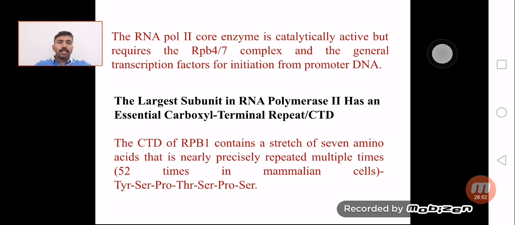So the CTD of the RPB1 contains a stretch of 7 amino acids which are conserved, and usually these are a repeated sequence: tyrosine, serine, proline, threonine, serine, proline and serine. This is the heptapeptide sequence, and these sequences are repeated multiple times. Usually in humans you can see around 52 repeats of this heptapeptide sequence at the carboxy terminal domain of the RPB1 element, which is the largest subunit of RNA polymerase 2.